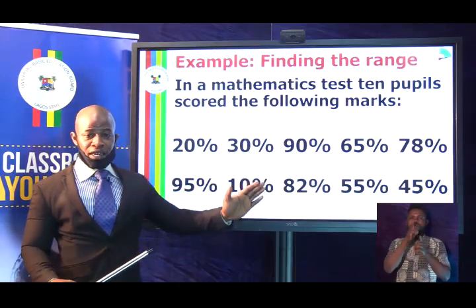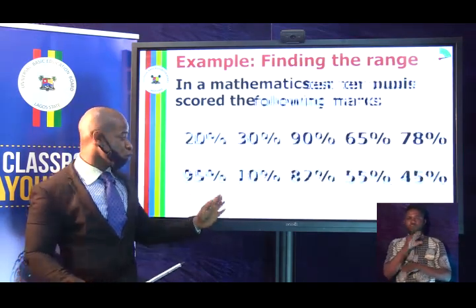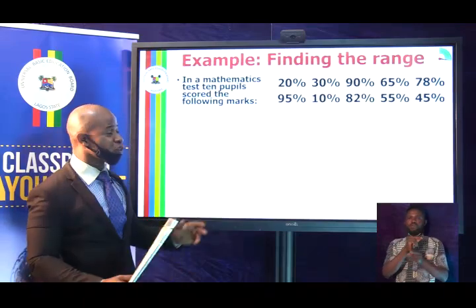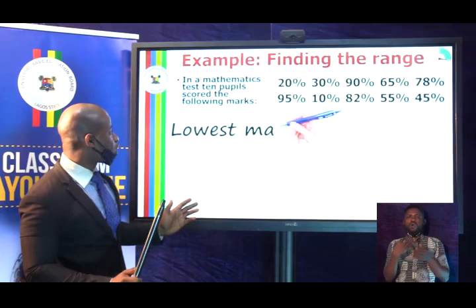These are all data for some set of pupils. I'm sure all of you want to score 95. Nobody wants to score 10%. What is the range? That is more of what we are interested in.